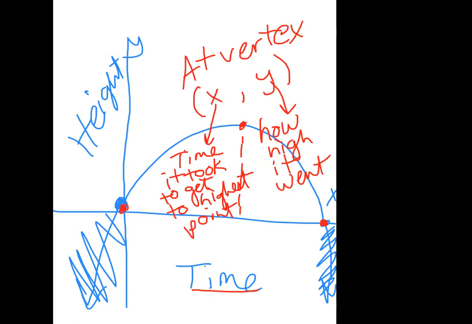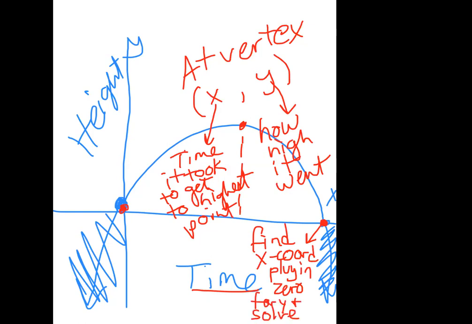So to find this point, we are going to find the x coordinate, which means plug in 0 for y and solve the quadratic. Plug in 0 for y and solve. You're going to get two values. One of those values should be 0 if this is your setup, and the other value is going to be your answer, however long it took.